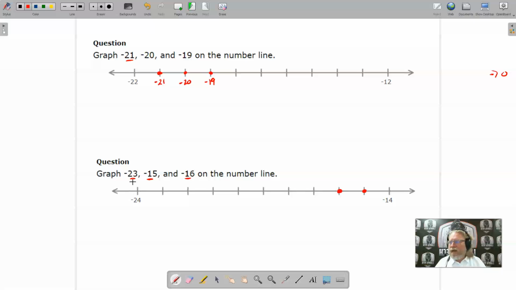Now we need to go to the -23. Well, I could count these off, or I could just realize that -23 precedes -24 by 1. So my -23 would be here.